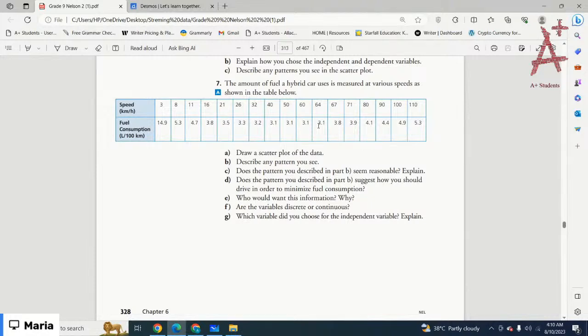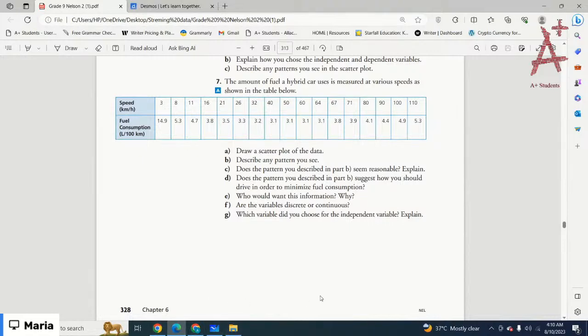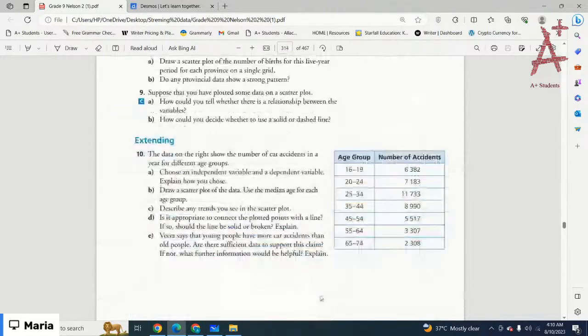Are the variables discrete or continuous? The variables are continuous, as they change in infinitesimally small intervals. Which variable do you choose for the independent variable? Speed is independent, and fuel is dependent on the speed. As you increase the speed, the petrol consumption is increasing. That means speed is the independent variable and fuel consumption is the dependent variable.